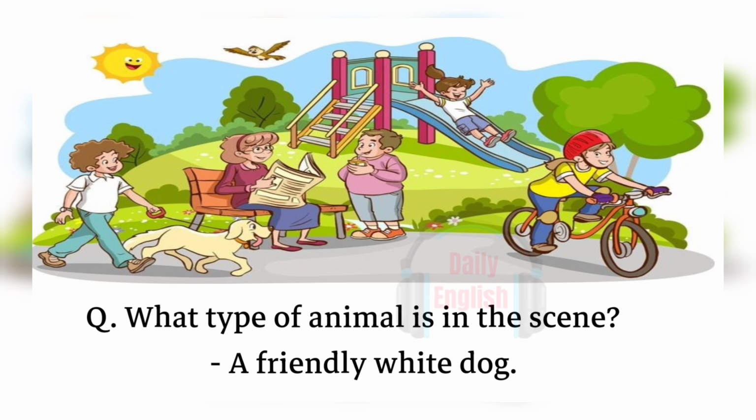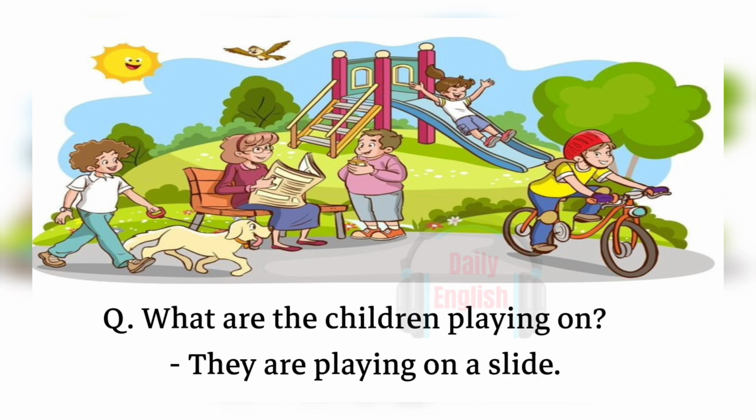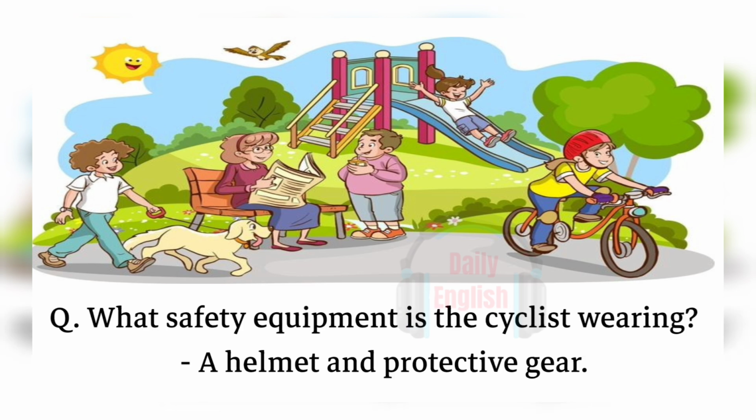What type of animal is in the scene? A friendly white dog. What are the children playing on? They are playing on a slide. What safety equipment is the cyclist wearing? A helmet and protective gear.